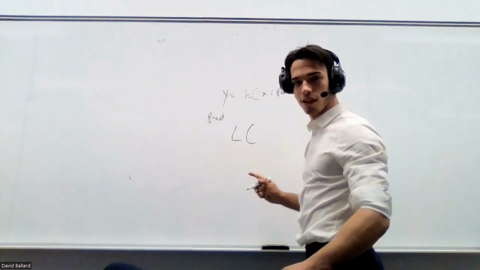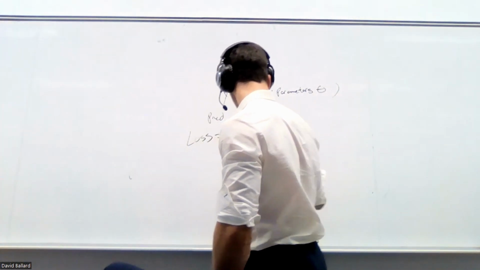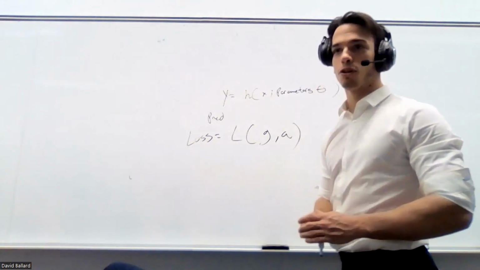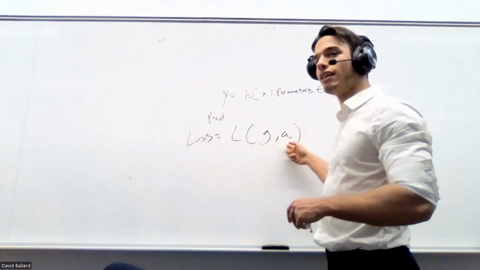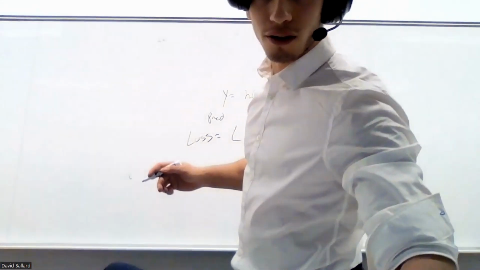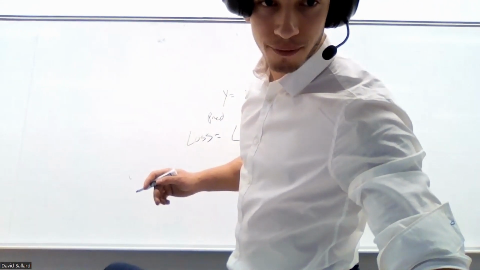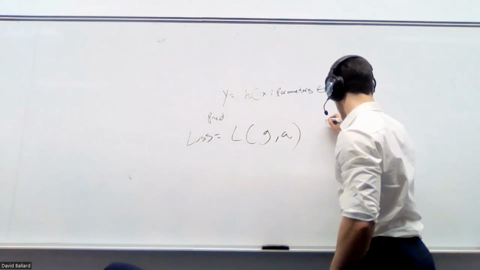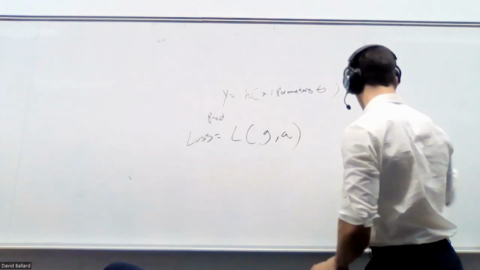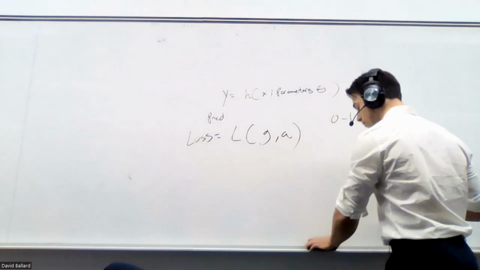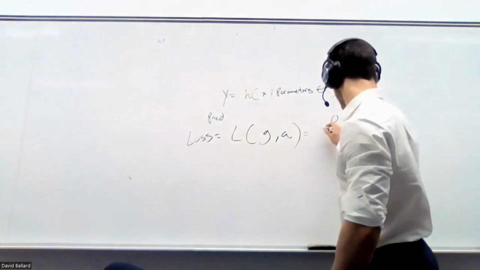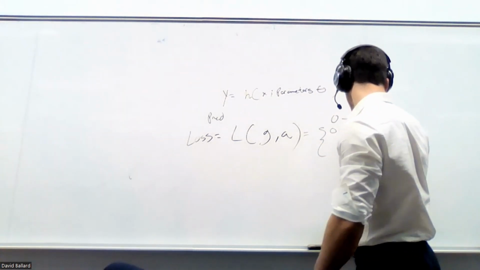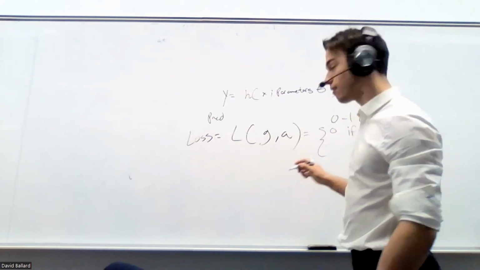Now our loss function L is a function of G and A. This is canonical depending on who you ask, but G is our guess and A is our actual. Again, it depends on what type of loss function we're using. If we're looking at 0-1 loss, L of G, A is mapped to 0 if G is A and 1 otherwise.